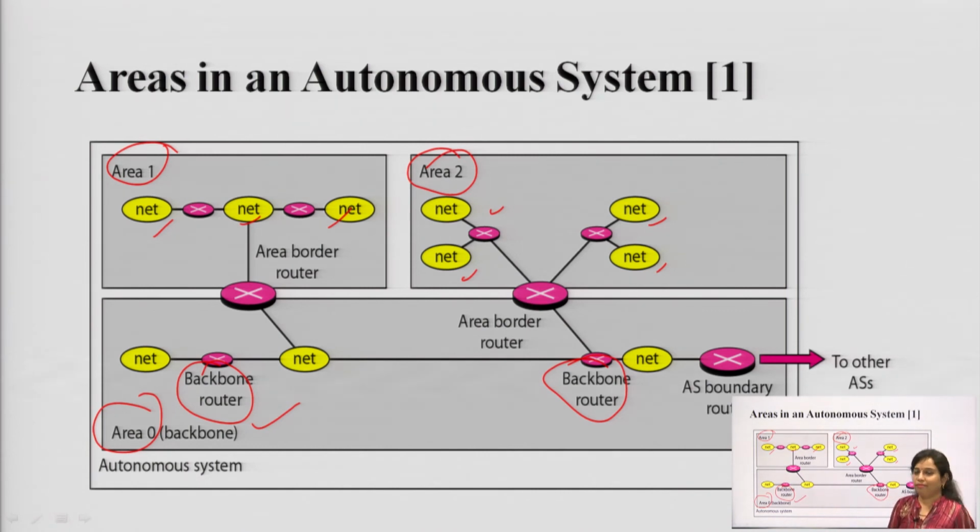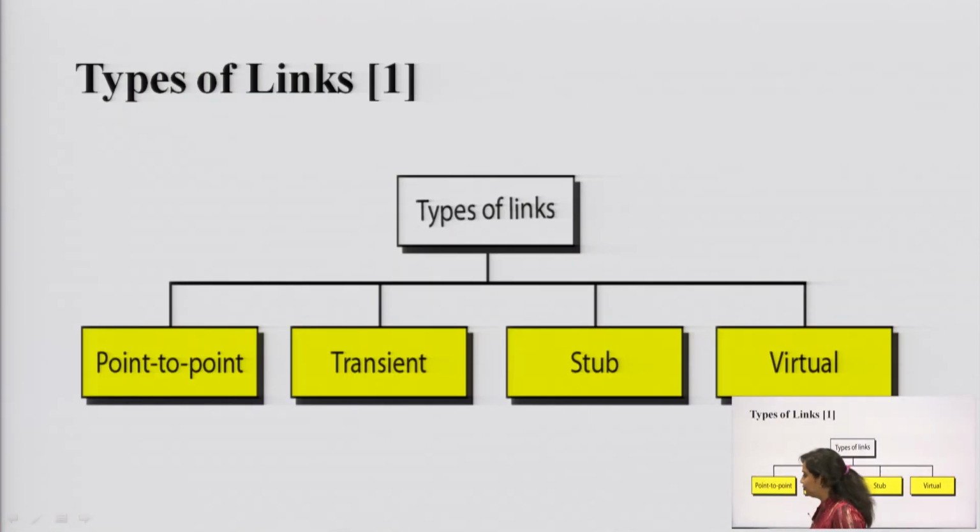So, this is the different autonomous system, and then it is being followed to the other AS. So, the other access points you are going to combine, or you are going to connect. So, this is the areas in an autonomous system, area 1, 2 and area 0, that is acting as a backbone.